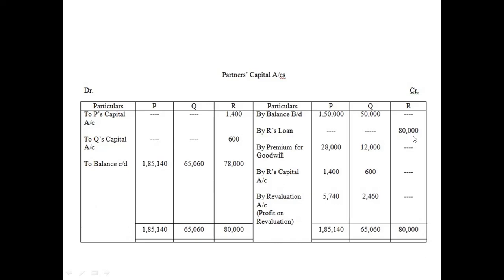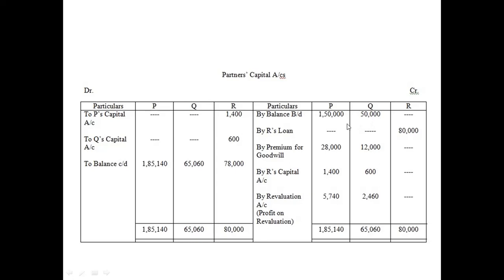In other kinds of questions, we used to write here by cash or by bank, because the new partner was supposed to bring in his amount of capital. But in this question, the existing loan account of the partner, that is R, is to be transferred to his capital account. And you know this very well. By balance b/d, we have extracted from the balance sheet given.